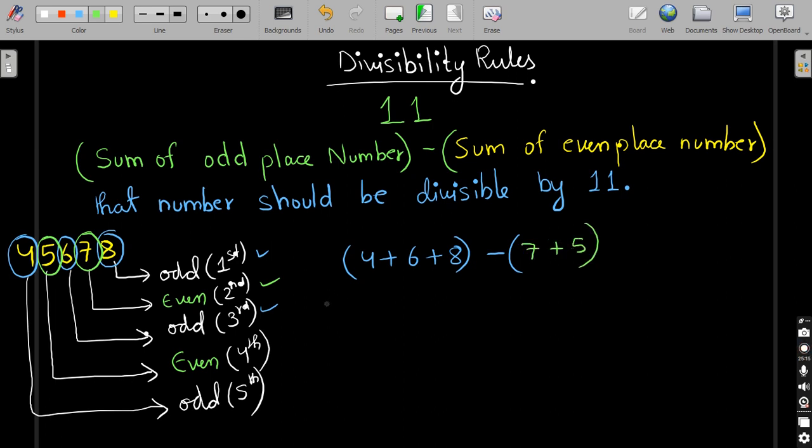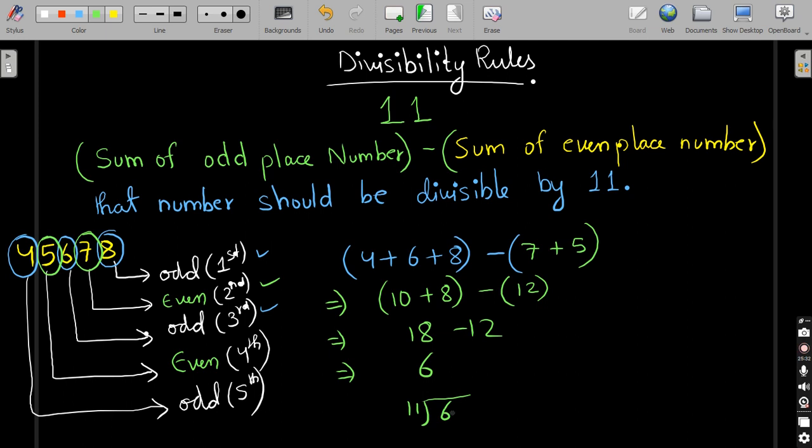Now let us check it. 4 plus 6 is 10, plus 8 is 18, minus 7 plus 5, which is 12. 18 minus 12, if I subtract, I will get 6. Now can I divide 6 by 11? No, not possible. Therefore we can say it is not divisible by 11. So don't think that every number is divisible by 11.